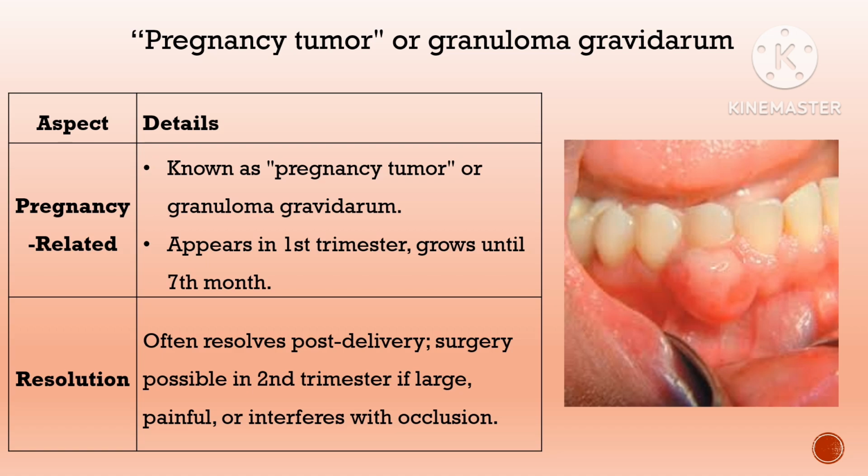It may appear in the first trimester, gradually increases in size until the 7 months, and postpartum it regresses in most of the cases. Some lesions resolve post delivery. However, if the lesion interferes with occlusion or bleeds excessively, surgical removal during the second trimester may be considered, because the second trimester is the safest period for having any intervention.